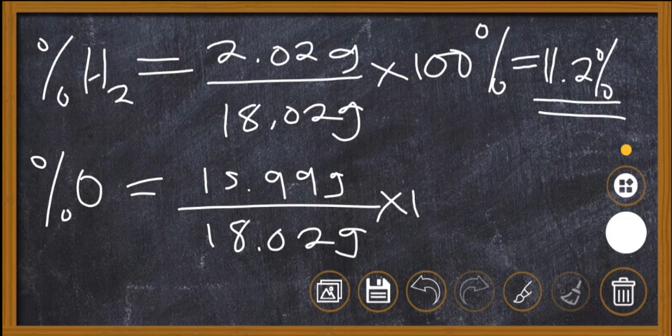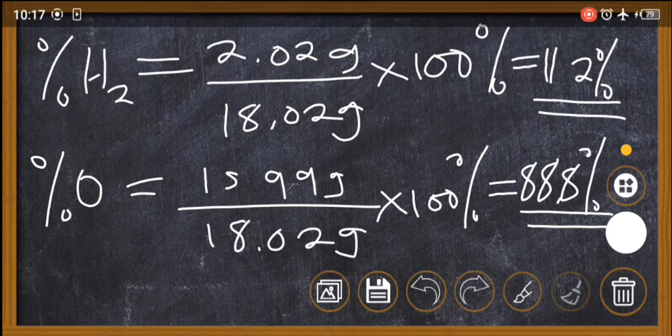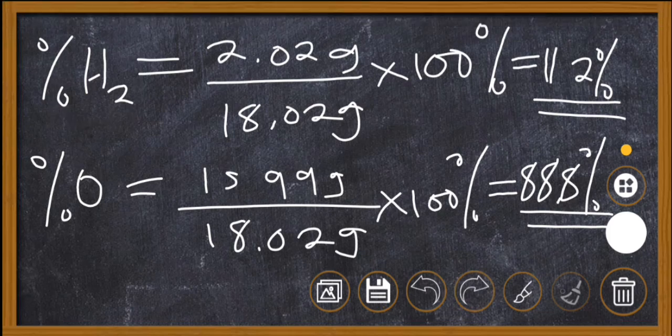So we multiply this by what? 100%. So what are we going to have here? We are going to have 0.8, the percentage composition of oxygen. So in this case, this implies that there is much more oxygen than hydrogen in water. We have a lot more oxygen in water than we have hydrogen.